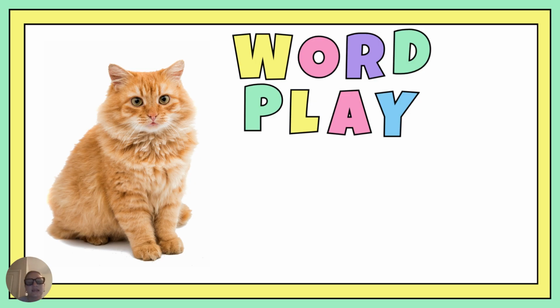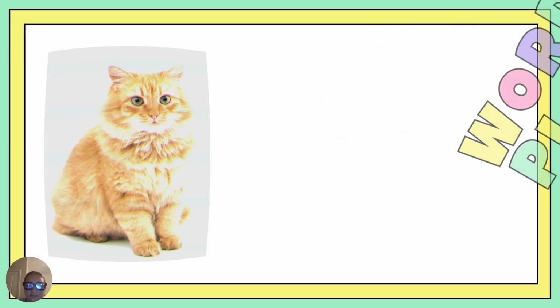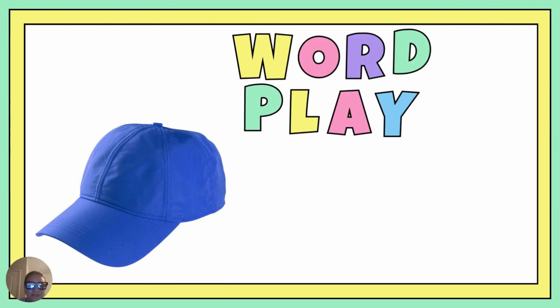Wonderful. Can anyone tell me a sentence about a cat? The cat is small and cute. Wonderful job. That's a great sentence. Ooh, here's a new one. The next word is hat. Say the word hat. Yes, good. Let's do this. Let's hear the sounds that we have. Ready? Get those tappers ready.